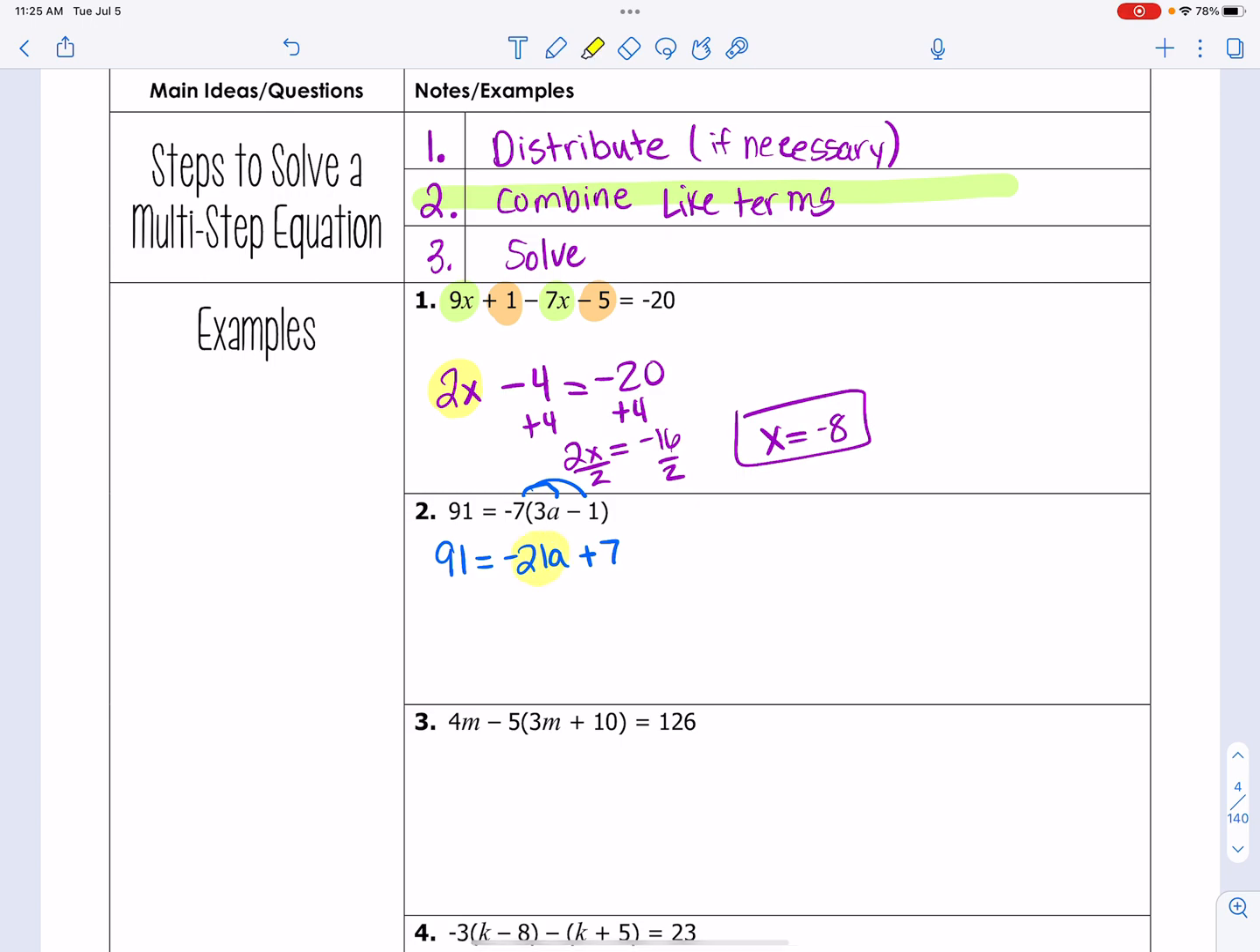I'm trying to solve for this a. So the 7 is in the way. So opposite operation of 7 is a minus 7. So that's 84. And then you divide by a negative 21. And your answer is a equals a negative 4. Okay.